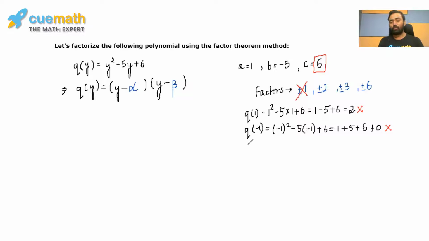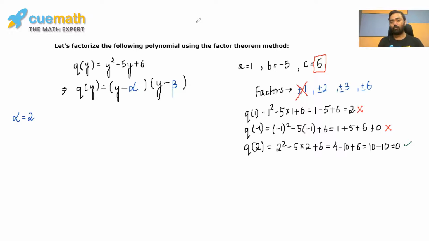Now let us move on to the next one. We'll take q of 2. So q of 2 means 2 square minus 5 times 2 plus 6, which is going to become 4 minus 10 plus 6. So basically we get 10 minus 10, and 10 minus 10 is equal to 0. So yes, this is one of the roots of this particular polynomial. For our reference, we can note this value down and say that alpha is equal to 2. So we've got the first root. We'll just have to find the second one.